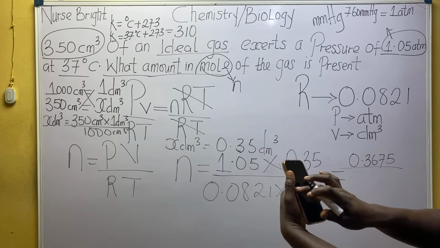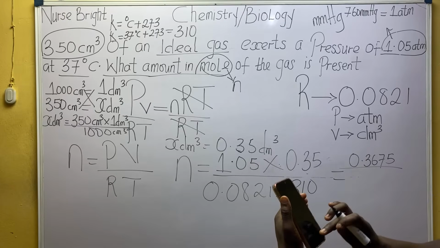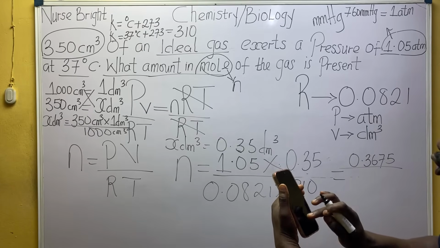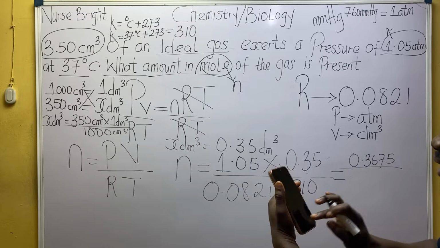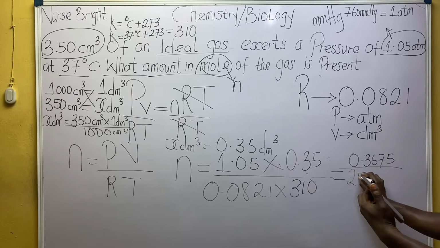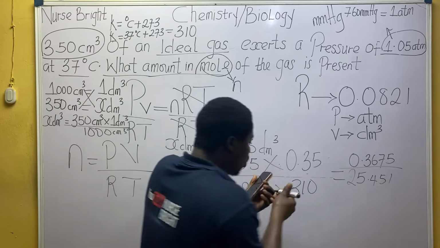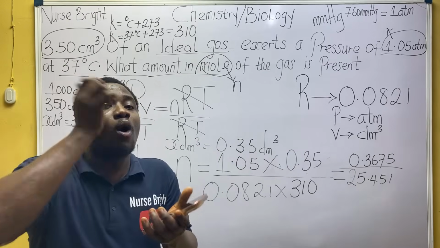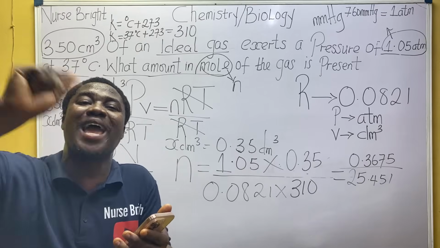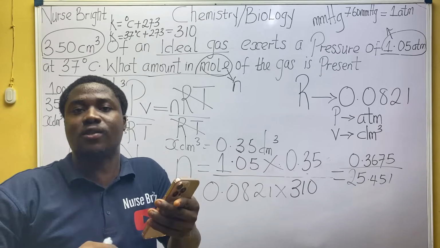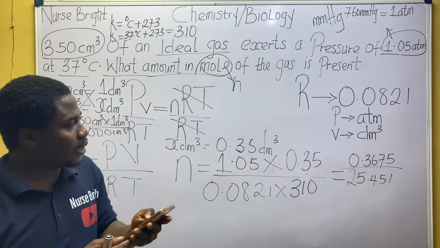You can see what we have done, right? So you now divide it down, which is what? 0.0821 times 310. That is 25.451. You can see what I've done, right? So you now divide, take your time. Take your pencil, not a biro, so that you can erase when your book is filled. Do you understand?